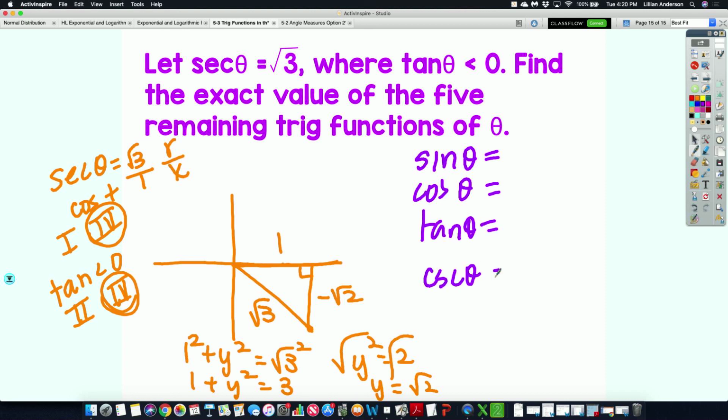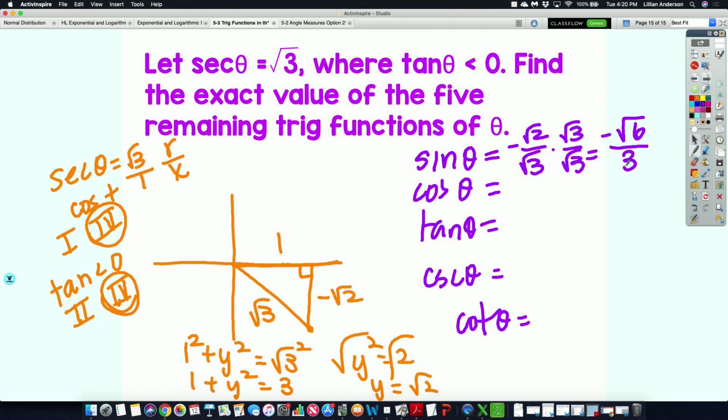We can find the remaining 5 trig functions, which are sine, cosine, tangent, cosecant, and cotangent. So sine is y over r, so it's going to be negative square root of 2 over square root of 3. We do have to rationalize this, so it's going to be multiplied by the square root of 3. And when you multiply radicals, you multiply the normal way. Square root of 2 times the square root of 3 is the square root of 6, all over 3. So that becomes negative square root of 6 over 3.